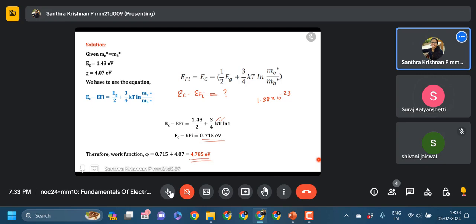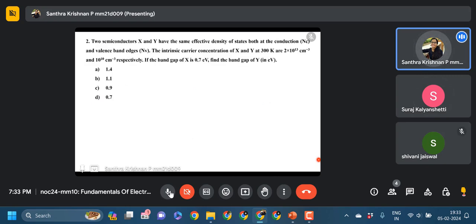That's fine. So the next question is: two semiconductors X and Y have the same effective density of states for both conduction and valence band edges. That is, NC and NV are the same for both X and Y. The intrinsic carrier concentrations of X and Y at 300 Kelvin are 2.2 × 10^13 and 10^10 respectively. If the band gap is 0.7 eV for X, find the band gap of Y.